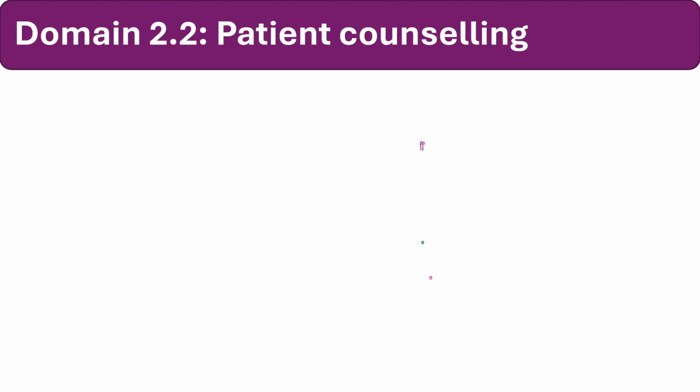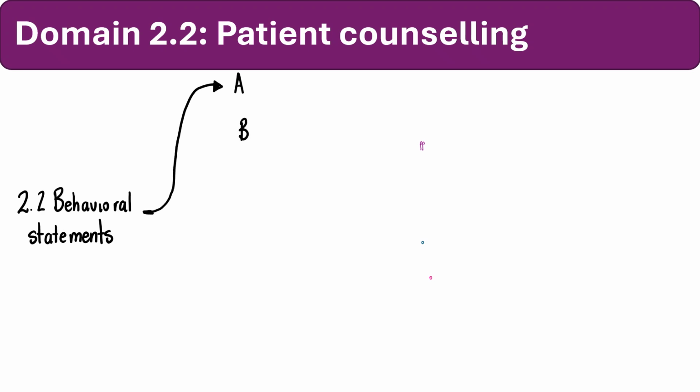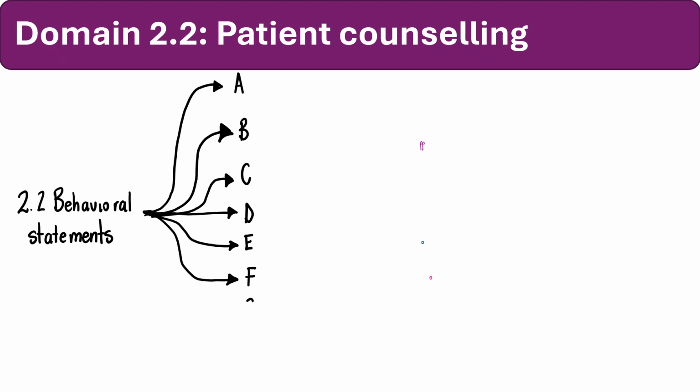This is a summary and explanation of the behavioral statements in domain 2.2 on patient counseling. So there are 9 behavioral statements in domain 2.2. There's behavioral statement A, behavioral statement B, behavioral statement C, behavioral statement D, behavioral statement E, behavioral statement F, behavioral statement G, behavioral statement H, and behavioral statement I. Oh, okay. That was a lot.